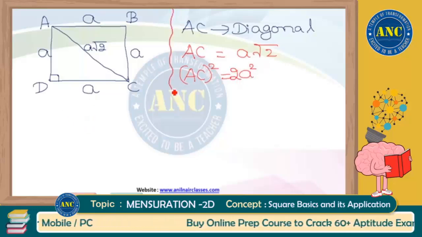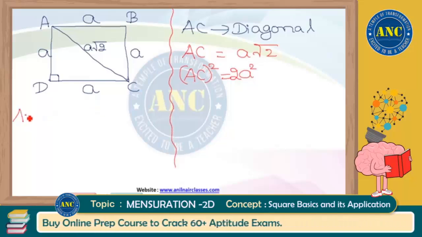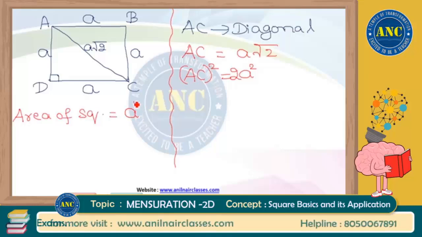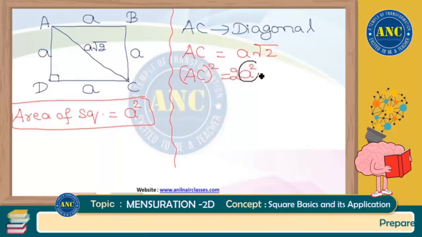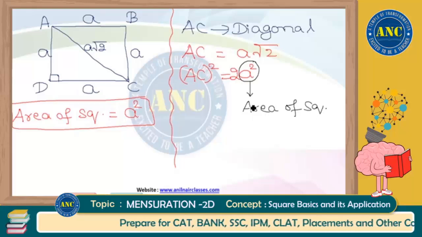Now, forget about all this right hand side. Let me see the diagram on the left hand side. Side of the square is A units. What is the area of this particular square? It is A into A, which is A square. That means A square is nothing but the area of the square. That means, in simple language, this A square whatever I have written here is nothing but the area of the square, right?